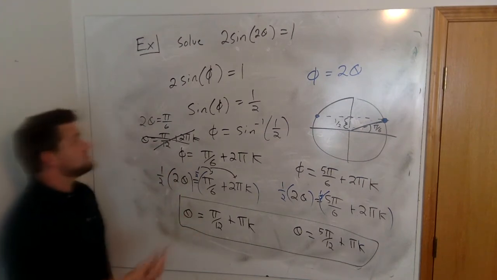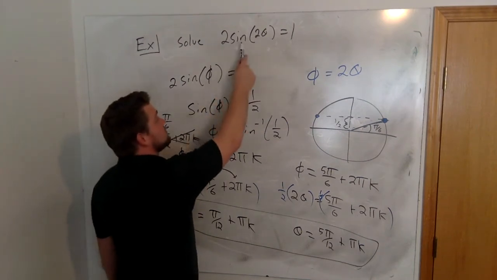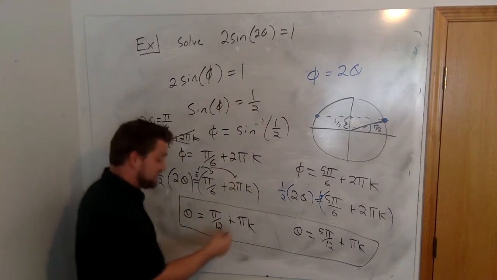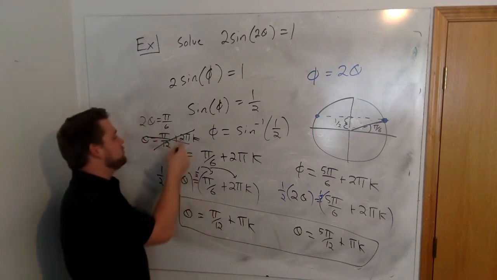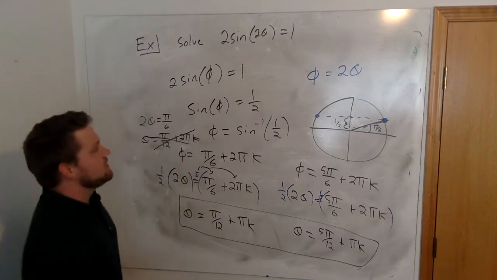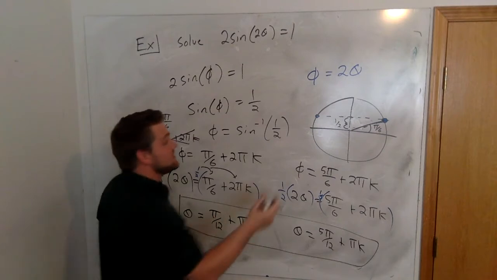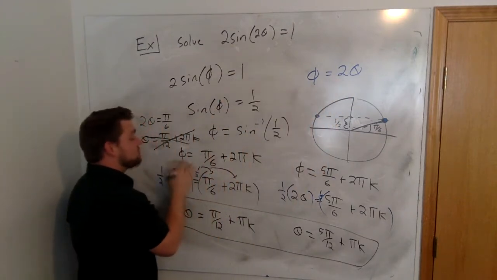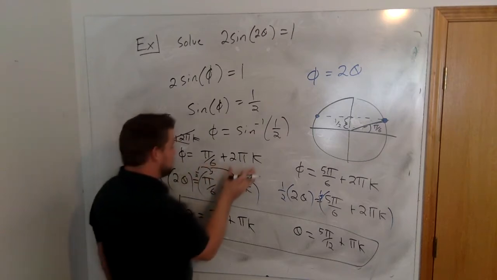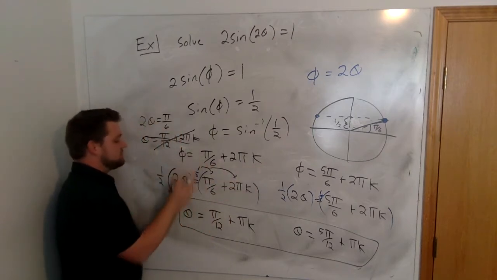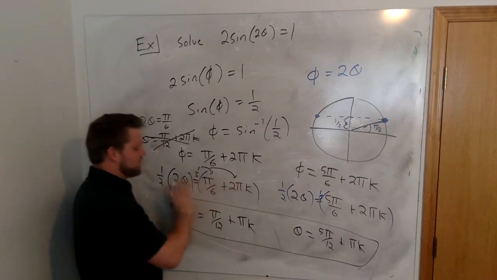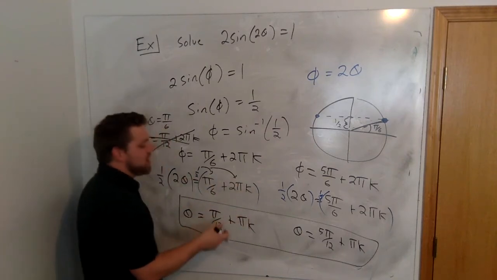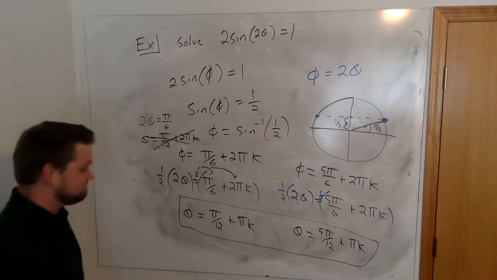A good thing to notice here is that the period of this function, sine of 2 theta, is pi. So it should make sense that we should be adding multiples of pi and not multiples of 2 pi. So be very careful. Again, to alleviate that mistake, I like to substitute the 2 theta for a phi. I solve for phi, I make sure to add the 2 pi k, and then I replace the phi with the 2 theta and multiply both sides by 1/2 to realize that I should have pi over 12 plus pi k, not 2 pi k. So be a little bit careful.